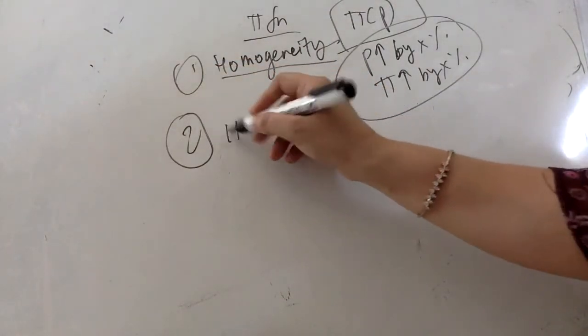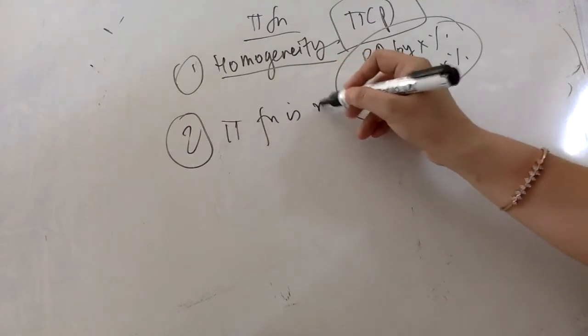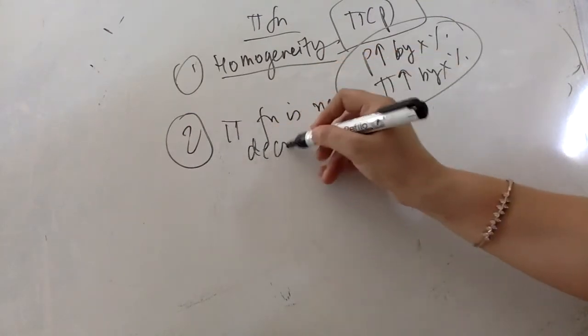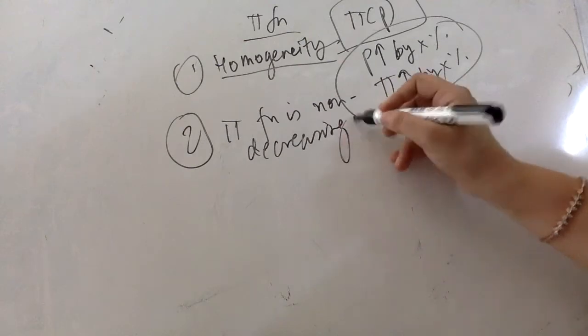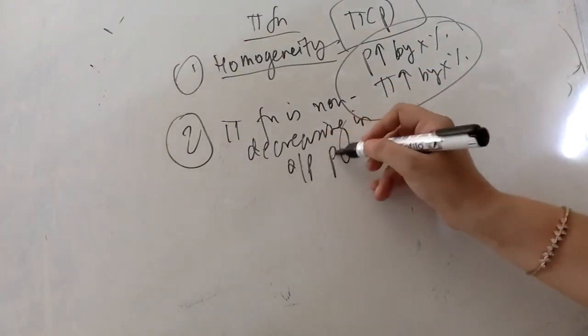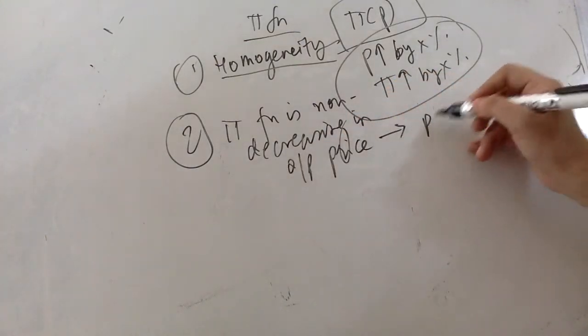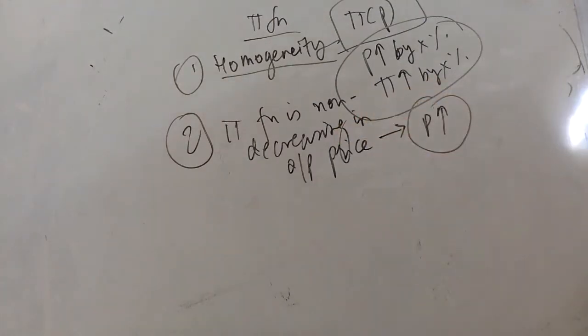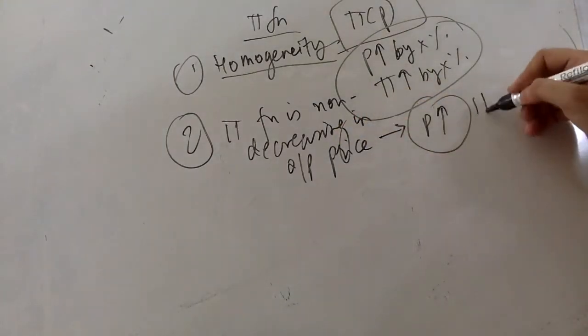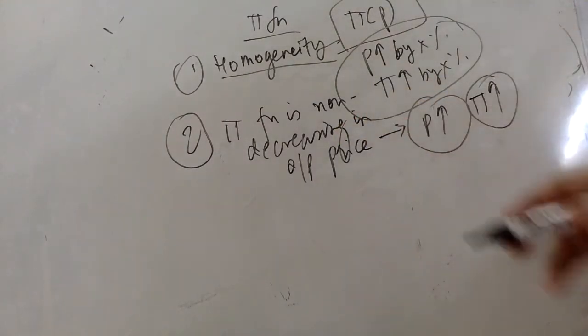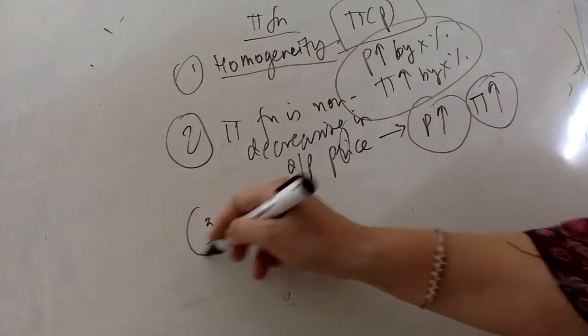Second property is that the profit function is non-decreasing in the output price. This means if output price increases, profit is not going to fall. Price increases, so the profit also increases. This is one of the properties of the profit function.